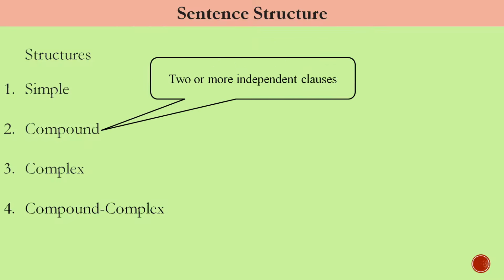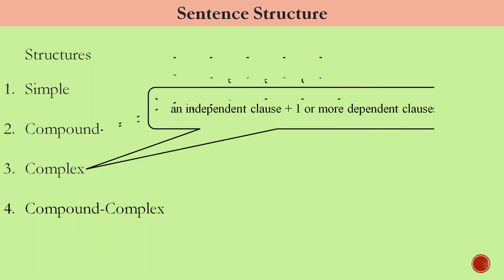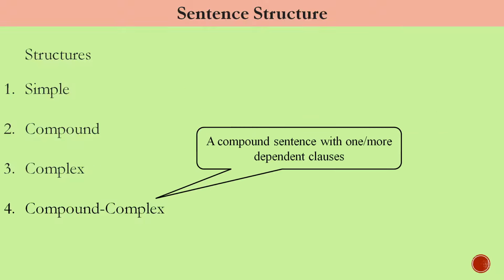On the other hand, compound sentences are made of two or more independent clauses. Complex sentences, on the other hand, are made of an independent clause along with one or more dependent clauses. Instead of this, if we have a compound sentence along with one or more dependent clauses, then we call it compound complex. So these are the four sentence structures that we have in English.